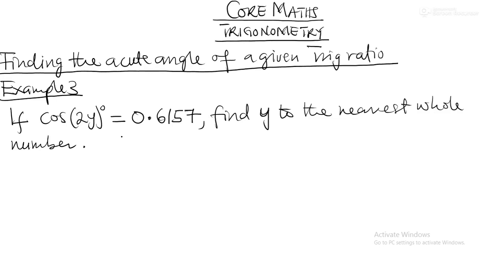In our previous lesson, we looked at finding the acute angle of a given trig ratio. We explained the concepts and then started solving some examples. We solved examples 1 and 2, and then I gave you example 3 as an assignment. I hope you've all done the assignment. So we'll begin our lesson today with the solution to the assignment.